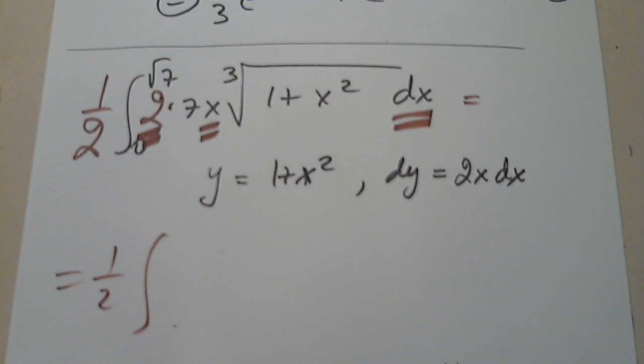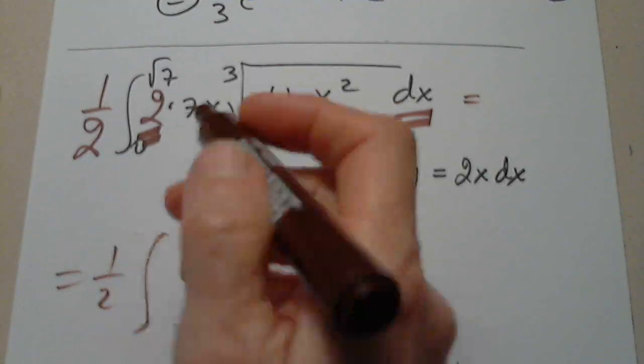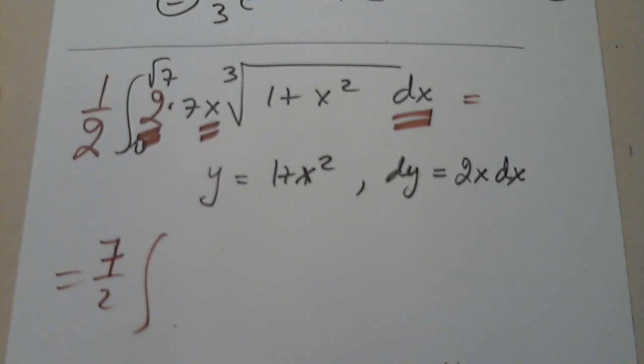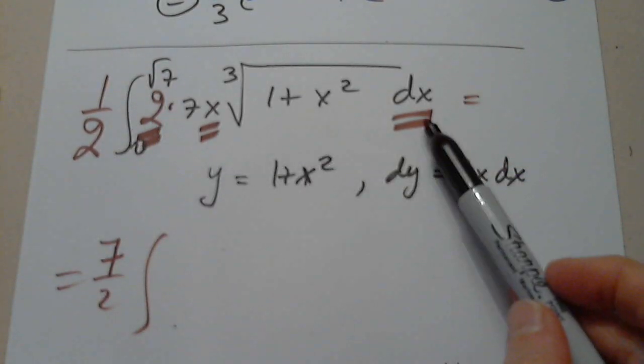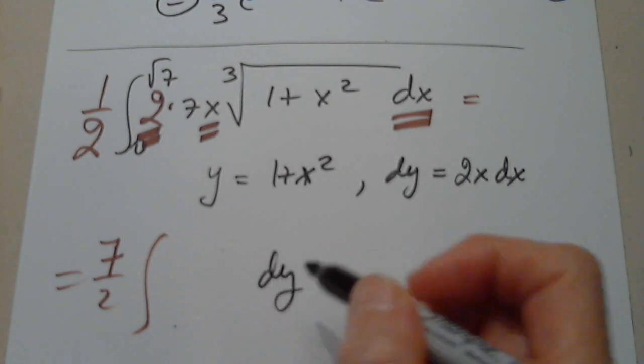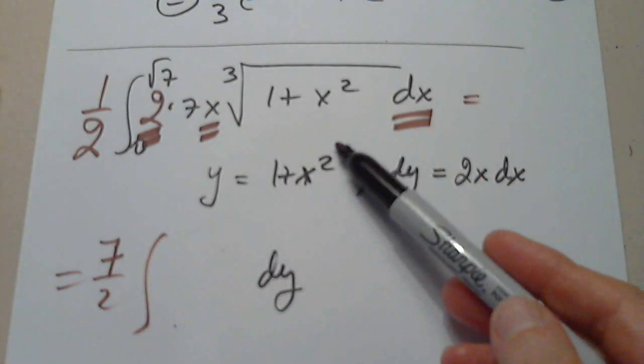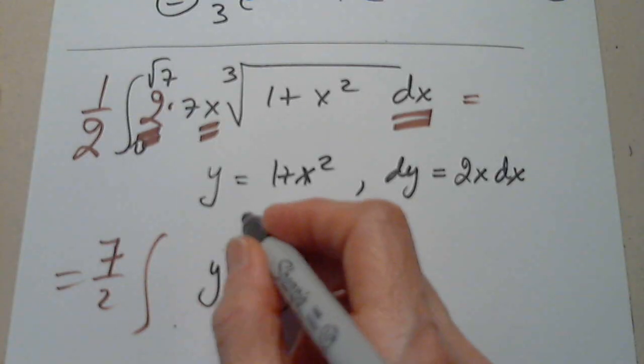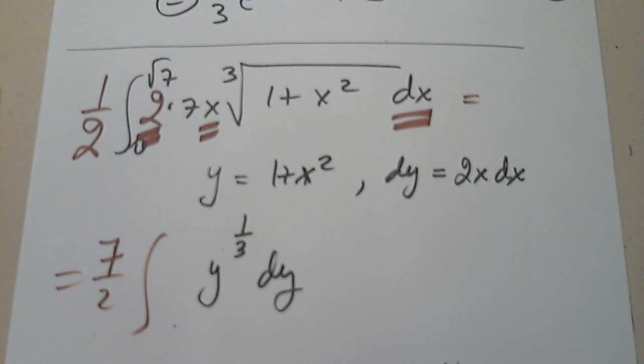Do not copy the limits of integration. 7 goes out, so I have a 7/2 in front. Do not copy the limits of integration, please. Okay, so the 2x and the dx are in dy. The cube root of this is the cube root of y. I'm going to write it as y to 1/3.